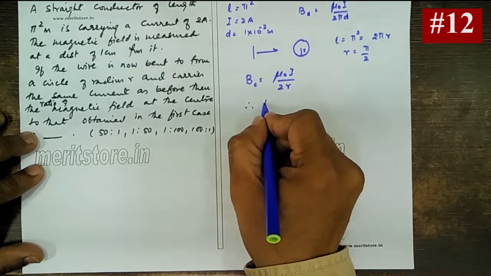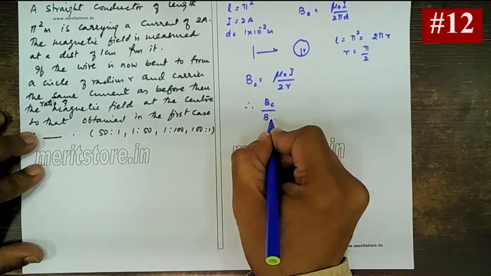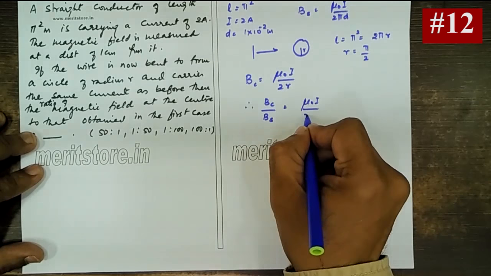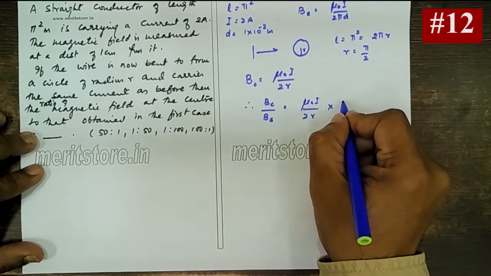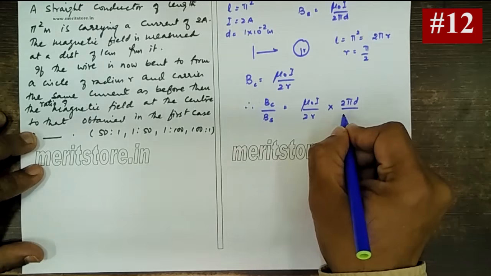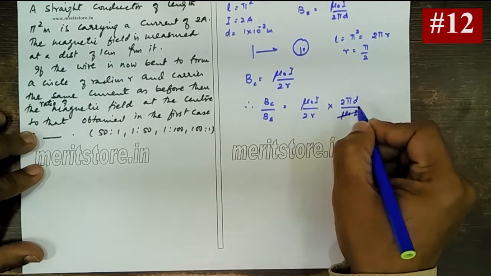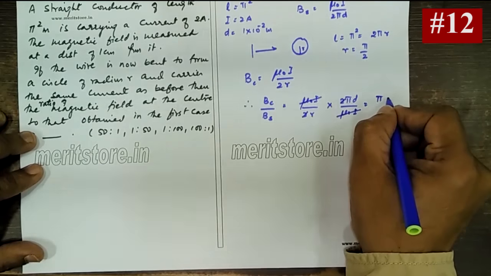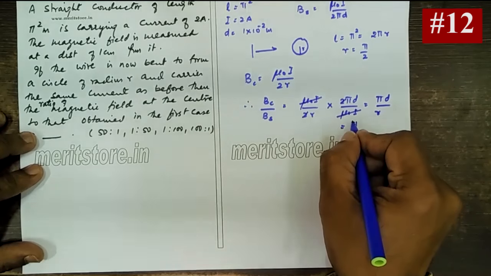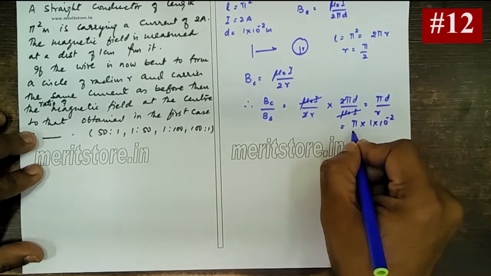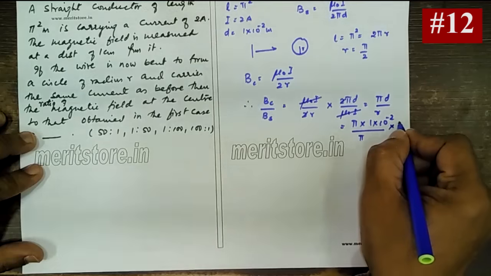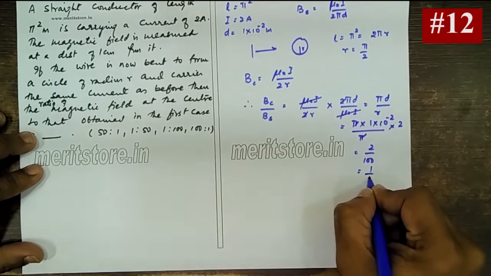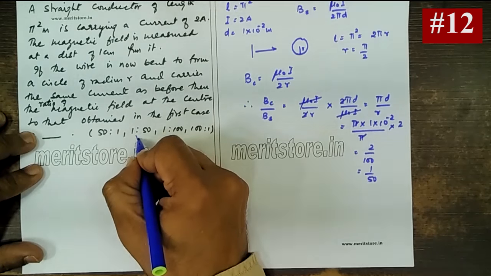Therefore the ratio is what they have asked. The ratio of the magnetic field at the center to the magnetic field from the straight conductor, Bs, is mu 0 I upon 2r into 2 pi d upon mu 0 I. Now mu 0 I cancels, 2 and 2 cancel, so the ratio will be pi d upon r. So pi into 1 into 10 raised to minus 2 upon r, where r is pi by 2, so this goes up, pi and pi cancel, so 2 by 100, that is 1 by 50. So answer is 1 by 50.